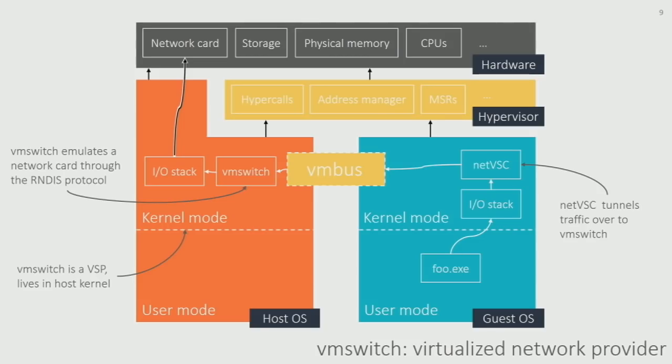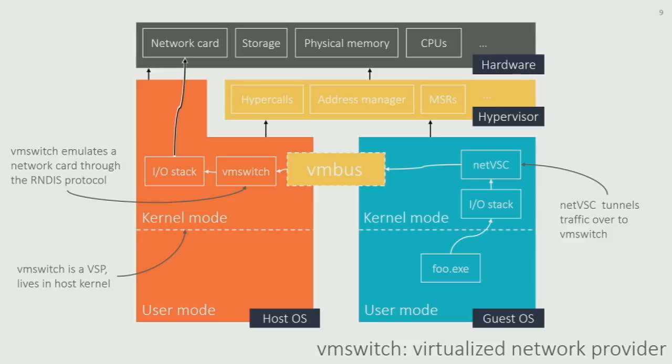Right. So the thing that you're going to notice here first is, much like store VSP, VM switch lives in the host OS kernel. So that means that if we are able to find a vulnerability in VM switch and compromise the host through VM switch, then we'll have full control over the host OS. We won't have to escalate out of user mode or anything. We'll just kind of be there, we'll be done, and it'll be great. So that makes it a pretty good target.